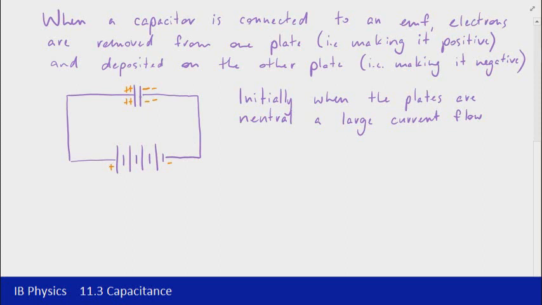So initially a large current flows, and as more electrons are deposited on the negative plate, we end up with less and less current flowing. The reason for that is that we get a large build-up of charge, and the large build-up of electrons on the plate already makes it harder to put any more electrons on.